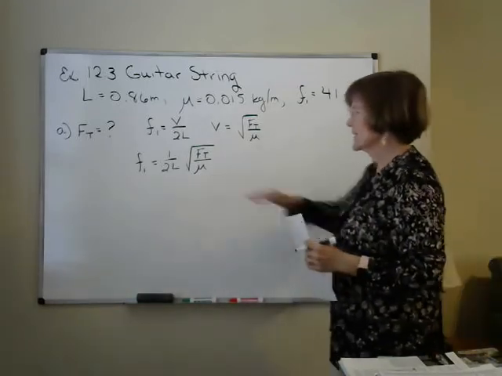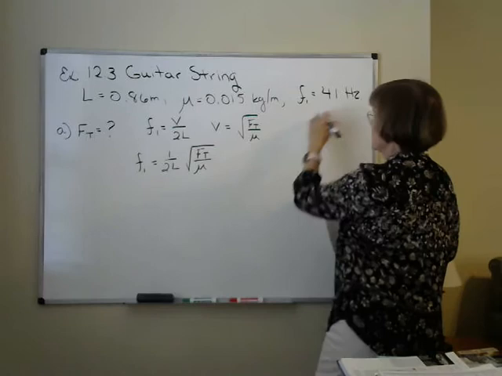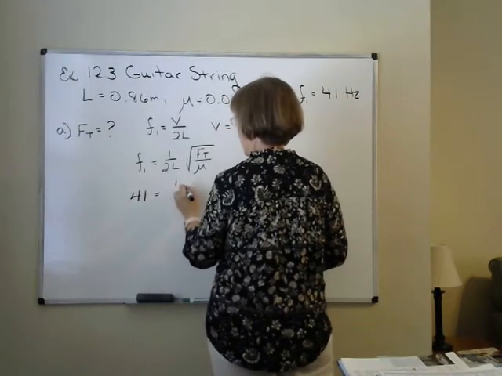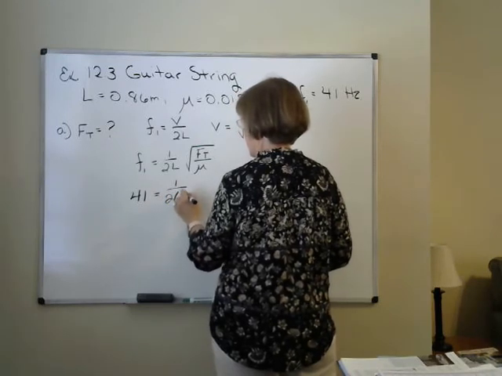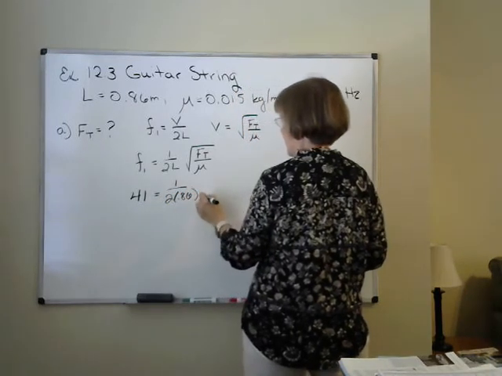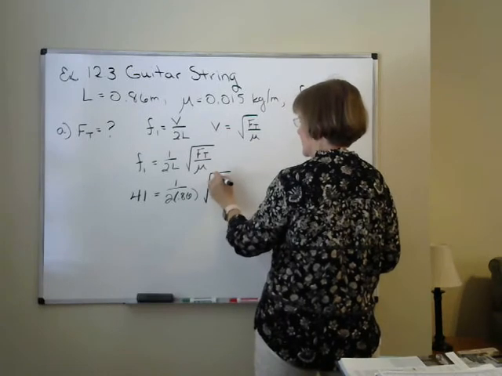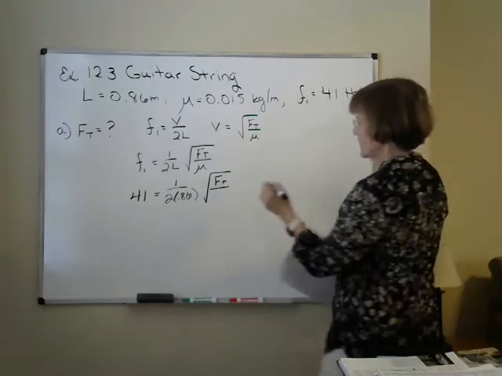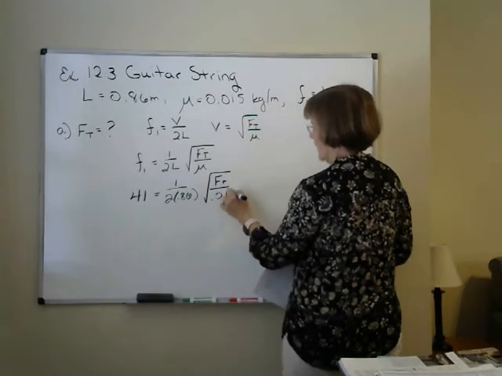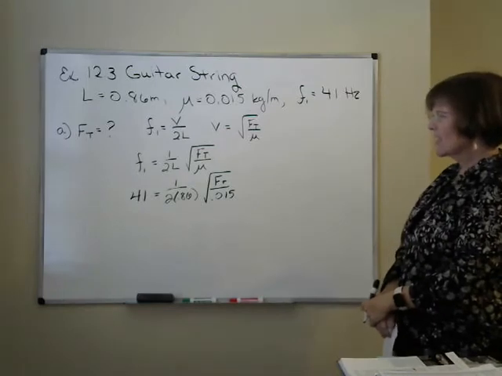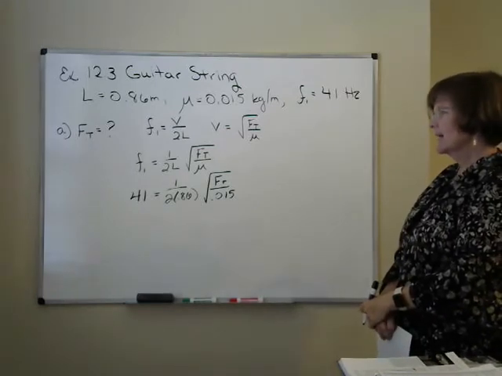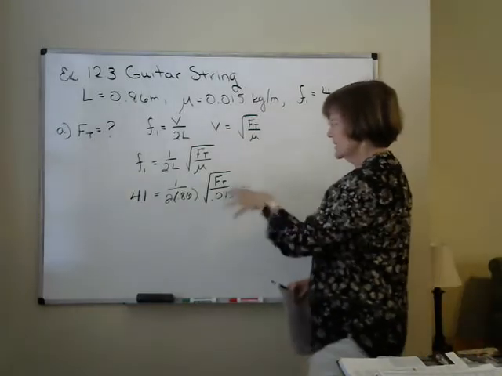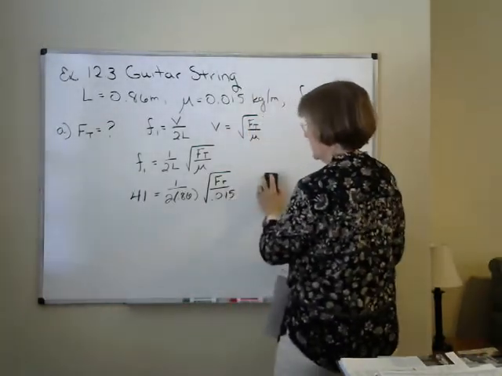So I have this. I know that F1 is 41. I know that L is 0.86. And I don't know this. Do I know the mass per unit length? Oh, they gave it to me, 0.015. Now, I can start solving from there, but honestly, I kind of want to erase it. I'd rather solve for F_T without all these numbers. Now, if you prefer numbers, you can do numbers first.